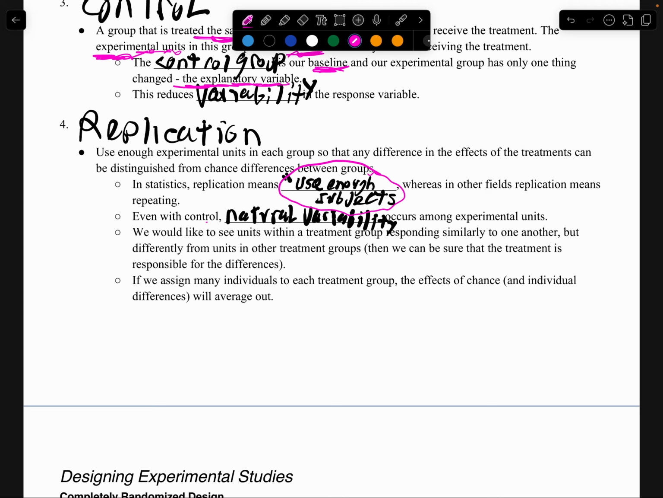Even though we have a control group and we're giving a placebo to half of them and the other half are getting the real thing, still we're going to have some variability in our results. Not everything is going to be pointing one way or another. It's going to be a wide variance. It can be some natural variance.